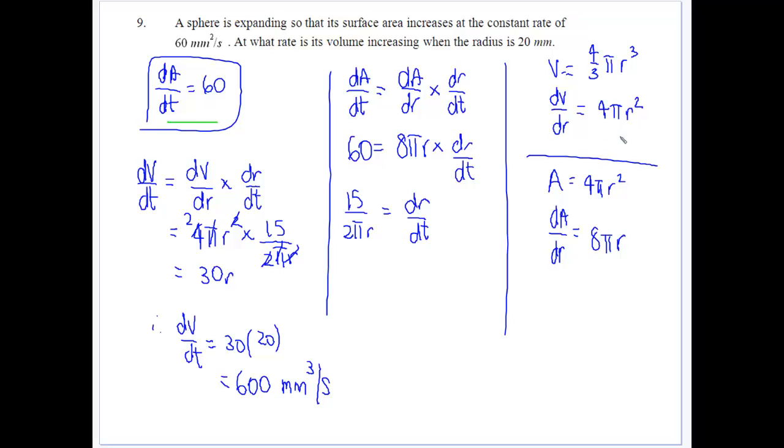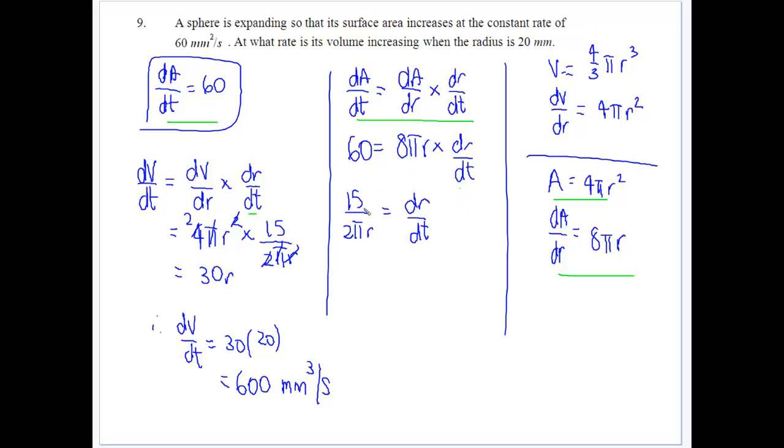We know dV/dr would be 4 pi r squared. And we also can start to manipulate because we know dA/dt is 60, which could be written as a chain rule of dA/dr on dr/dt. And again, we know what dA/dr is because we know the area formula is 4 pi r squared. So dA/dr is 8 pi r, which allows us to put that in. We know what dA/dt is, which leaves us an unknown, really, of dr/dt, which is what we need. We need dr/dt in this expression.